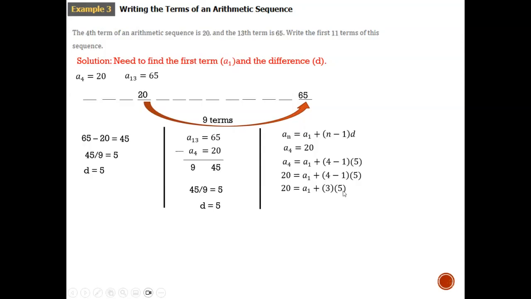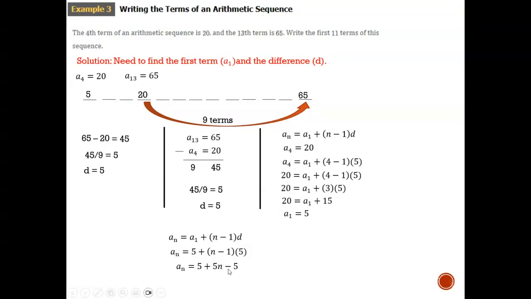I'm going to solve for the first term. 4 minus 1 is 3. 3 times 5 is 15, minus 15 on both sides. So a sub 1 is 5. So now that I have a sub 1 that's 5, again, I have D. I can just keep adding 5 each time, right? I can generate as well from the formula.